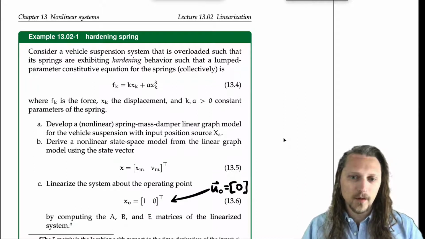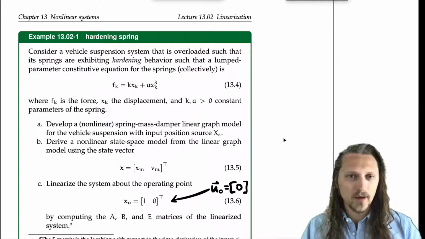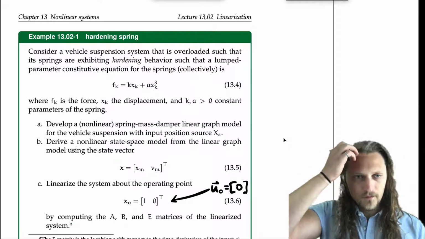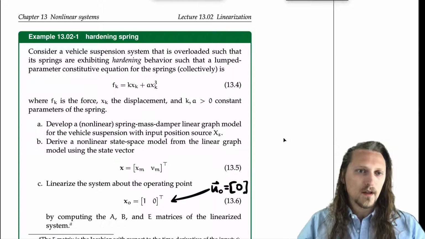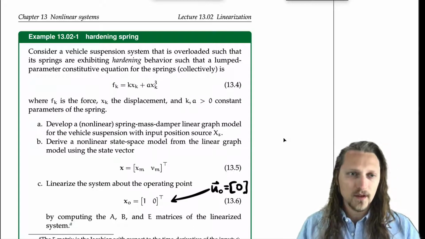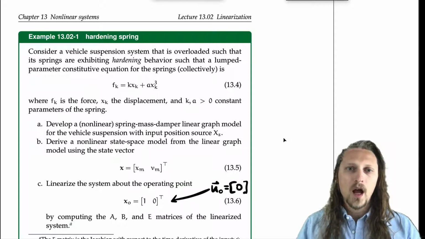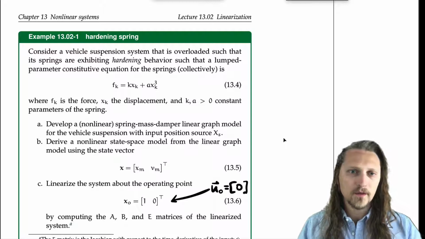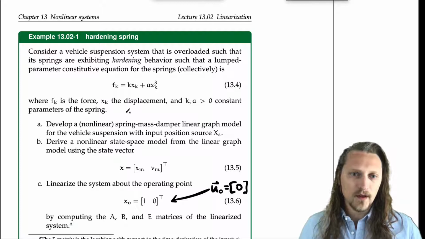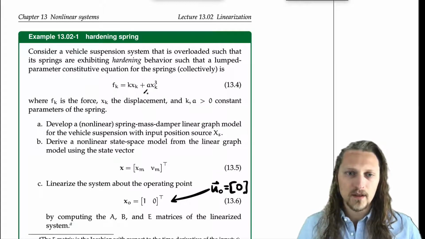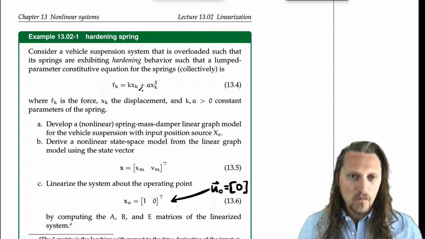This example problem has just magically appeared at the bottom of lecture 13.2 on linearization. So, consider a vehicle suspension system that is overloaded such that its springs are exhibiting hardening behavior, such that a lumped parameter constitutive equation for the springs collectively is this nonlinear equation. So the force is related to the displacement across the spring, not linearly.